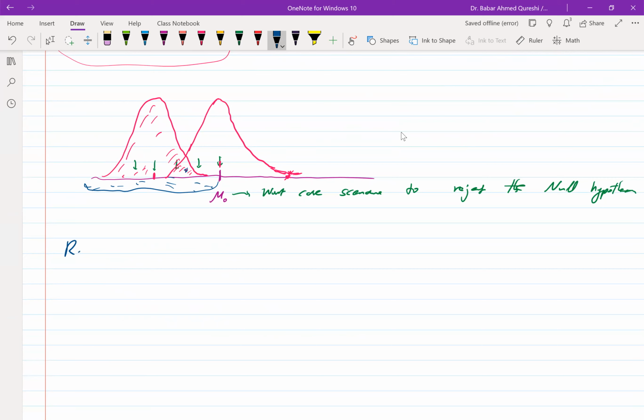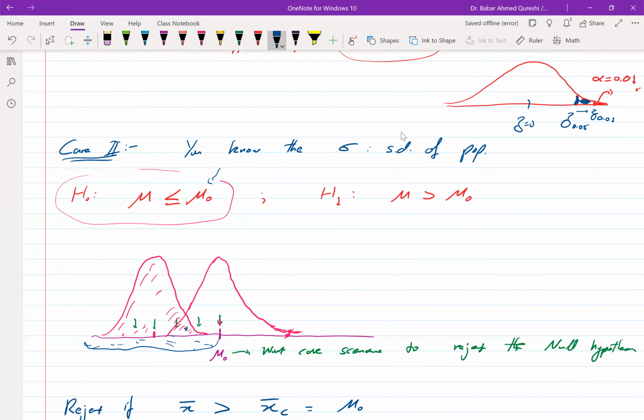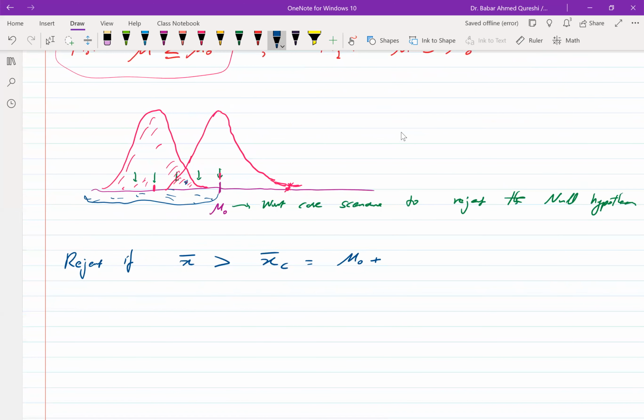So if I consider the worst case scenario, then it's just like the previous case. Again, reject if the sample mean is bigger than this critical value of the sample mean, which is exactly the same. You go to the boundary over here and add to it this number. So you make a sweep from the boundary and you're counting how far you can go with a certain significance level.